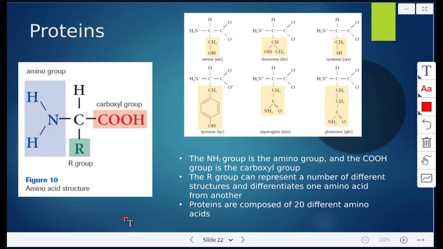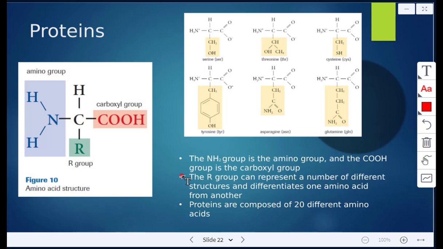All right, so here looking at a structure of a protein, looking at its amino acid structure, it has an amino group right here, the N connected to 2 hydrogens. There's a carboxyl group, COOH. There's the R group, and then there's the hydrogen up here. So the NH2 group right here, that is called the amino group. The COOH, that's the carboxyl group. The R group can be represented in a number of different structures, and it differentiates one amino acid from another.